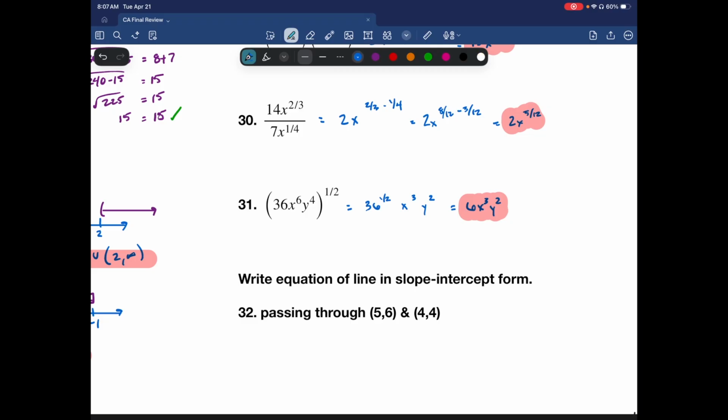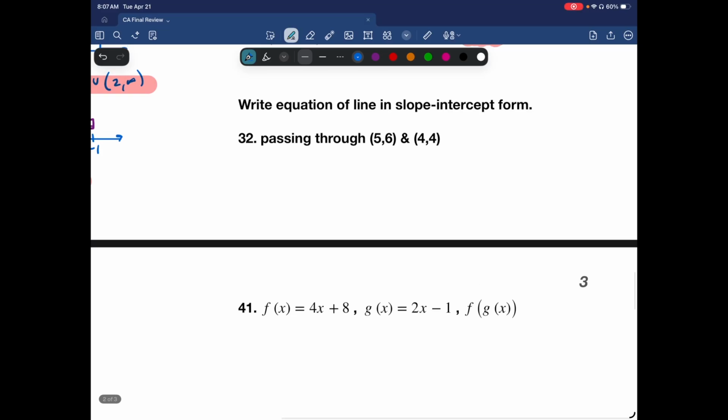All right, on 32, we're finding the slope-intercept form of this line. First thing we need to do is find the slope. So we got 4 minus 6 over 4 minus 5. So this is going to be -2 over -1, which is +2.